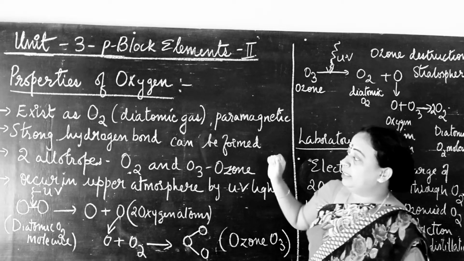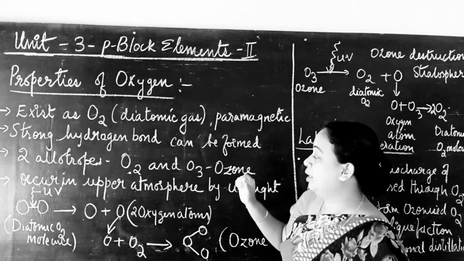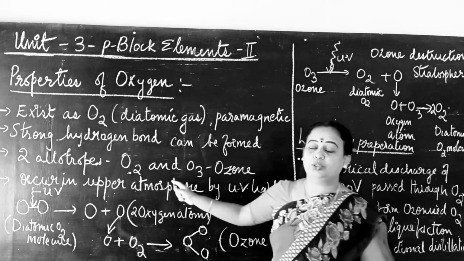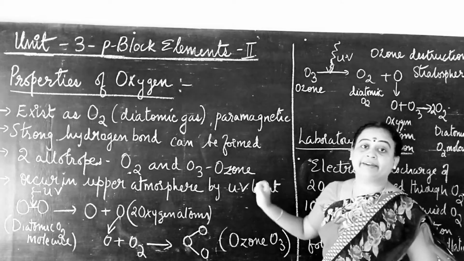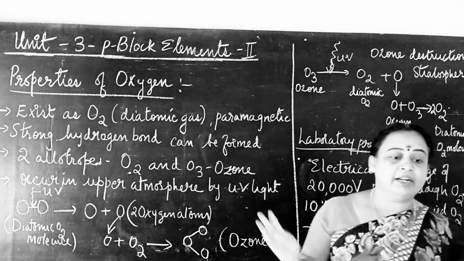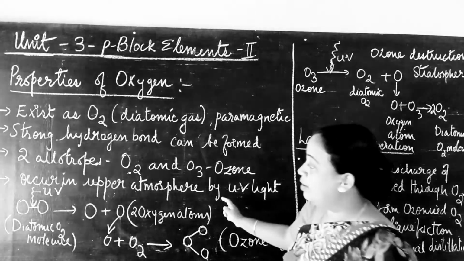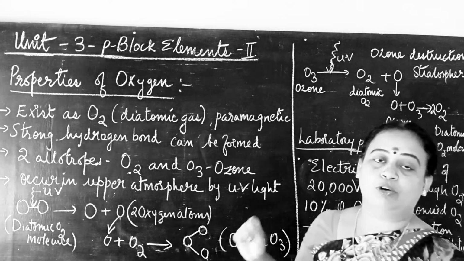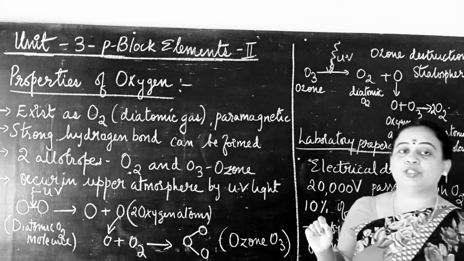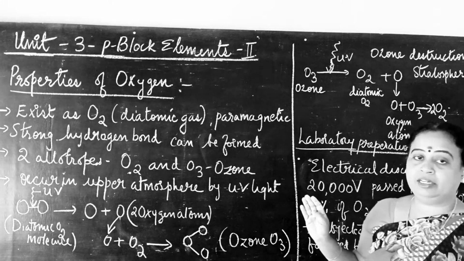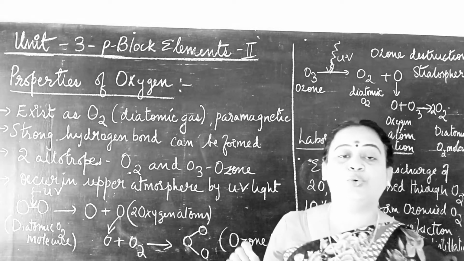Then this oxygen exists in two allotropic forms. One is dioxygen, O2, and the other one is trioxygen, O3. Trioxygen, three oxygen atoms combined to form O3, that is ozone. Fine. So where does this ozone occur? Ozone is formed in the upper layer of the atmosphere, that is our stratosphere region, in the presence of UV light.